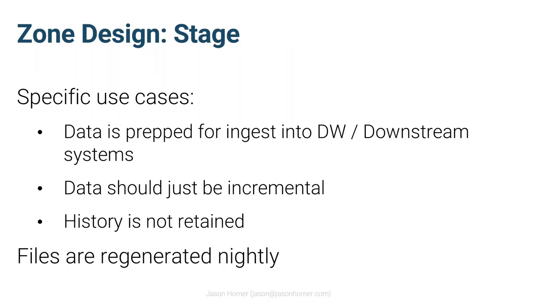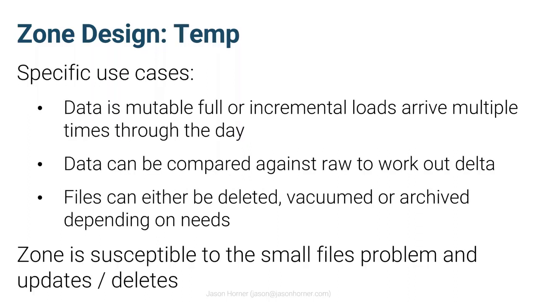Stage, so we talked about that. The key concept here is that files might be regenerated nightly or weekly or hourly, whatever the cadence is. It's about prepping the data to be loaded into a downstream system. Whereas the temp zone is about doing things where I might need to work out deltas. I might need to fix the small file problems, where I need to vacuum or archive it. The need for these temp spaces is a little bit less now that you have Delta Lake, but prior to Delta Lake, having the space for temp made a lot of sense.